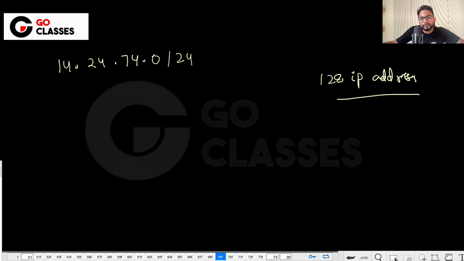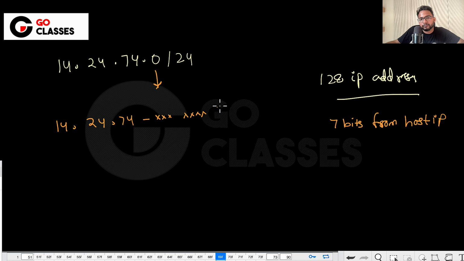Which means 7 bits from the host ID are needed. So 8 bits are available, 7 bits are needed, which means you can use just 1 bit for the subnet, /25. You can divide this network into 2 parts, because just 1 bit means two subnetworks, right?